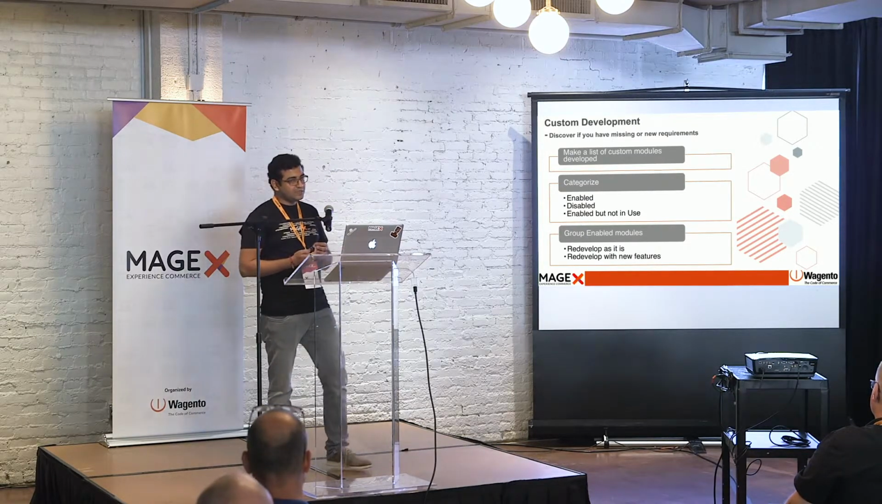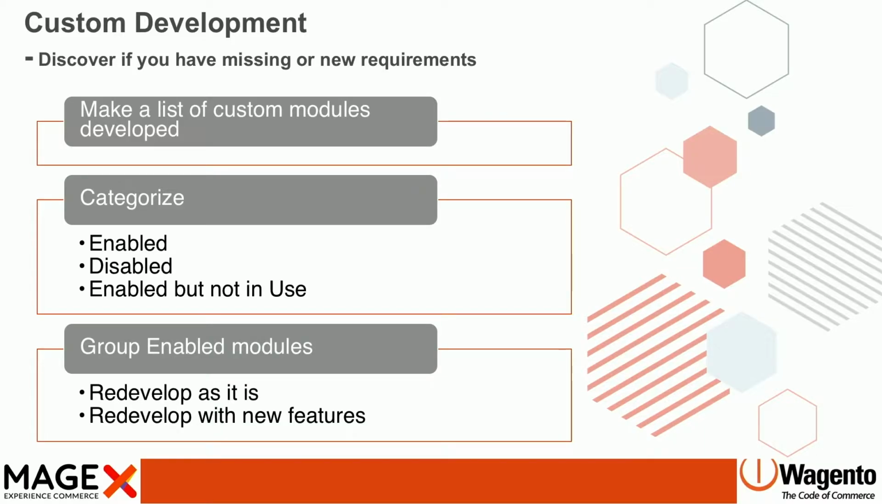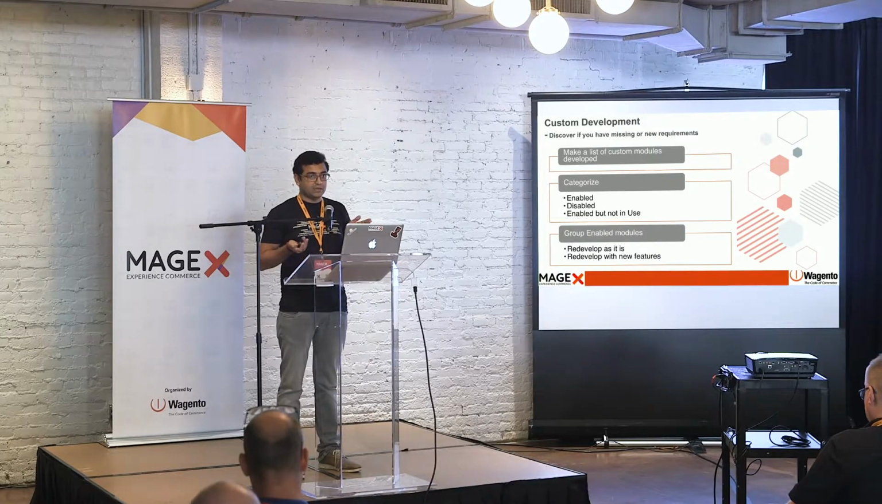The second analysis you need to do is custom development. Whatever custom modules you have built, you need to do the analysis for them. So again, same as the extension analysis, from your app code local directory, you need to list out all the custom modules and divide them into three categories: enabled, disabled, enabled but not in use. And again, you can list out all the enabled extensions. And here you have the correct time.